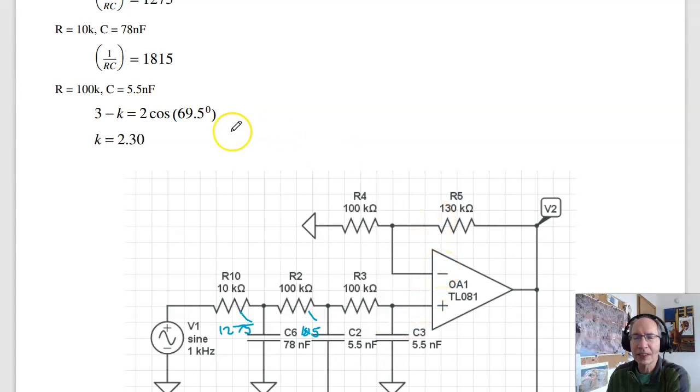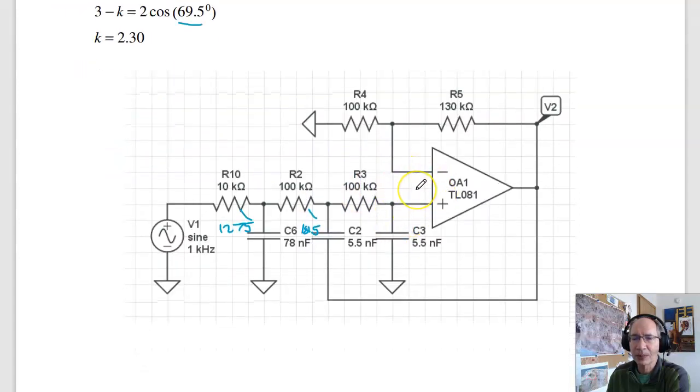And to find the gain, gain sets the angle. I want the angle to be 69 degrees. Solving for K, K is 2.3, so that's 130K. So this circuit should implement my filter.